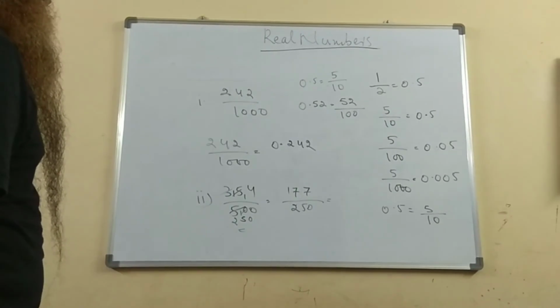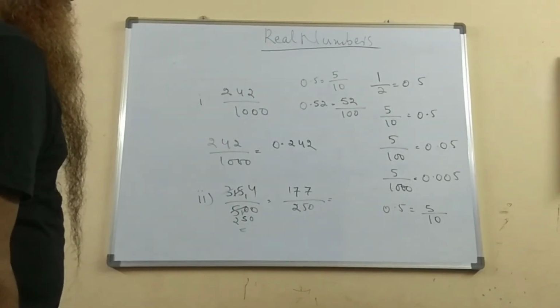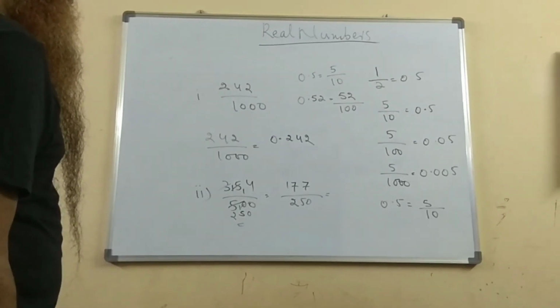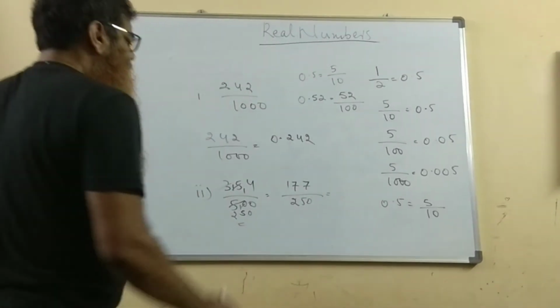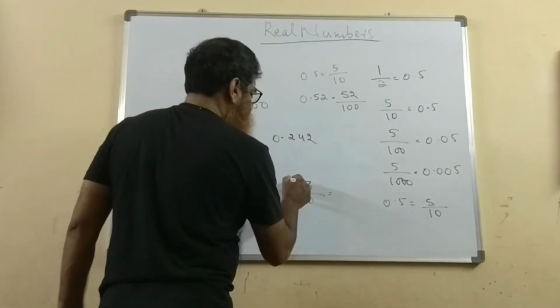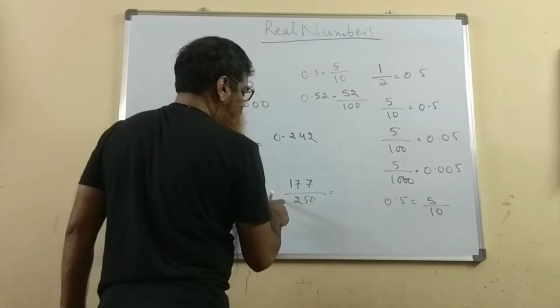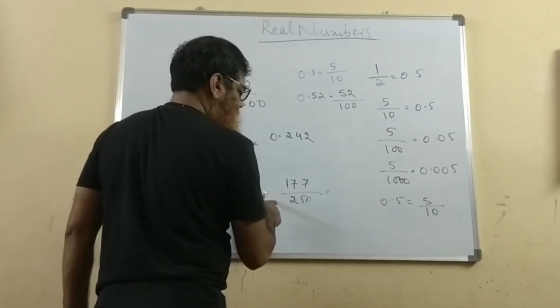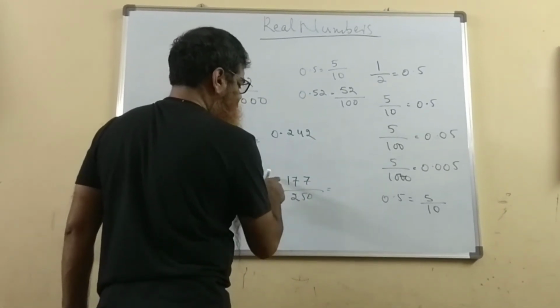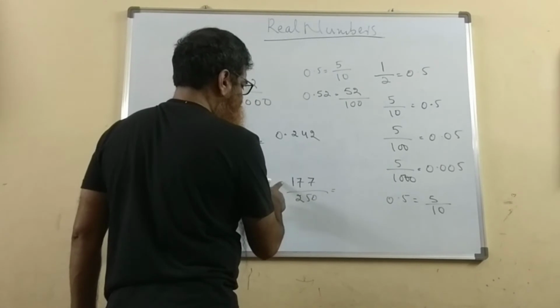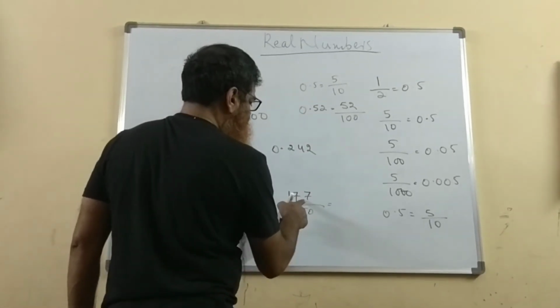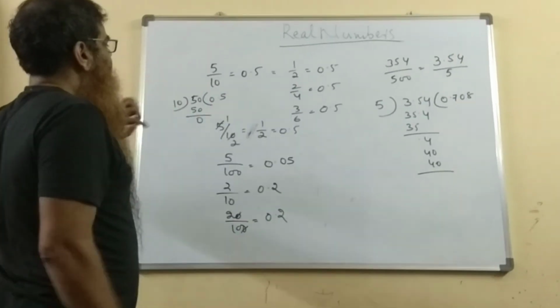177 divided by 250. We need to check whether these numbers are divisible by any common number. Both the numbers are not divisible by 2, and they are not divisible by 3. 4, obviously, this being an odd number, it is not divisible by 4. And 5 also does not divide both.